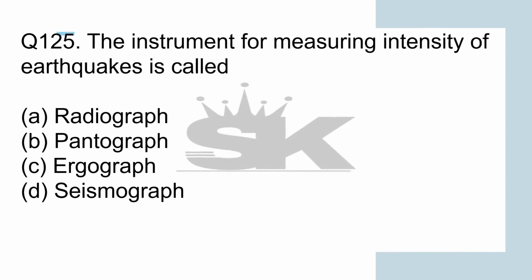The instrument for measuring intensity of earthquakes is called seismograph. Okay. Seismograph or seismometer is an instrument used to detect and record earthquakes. Generally, it consists of a mass attached to a fixed base. During an earthquake, the base moves and the mass does not. Okay. In this system, the base moves, but the mass doesn't move. Okay.